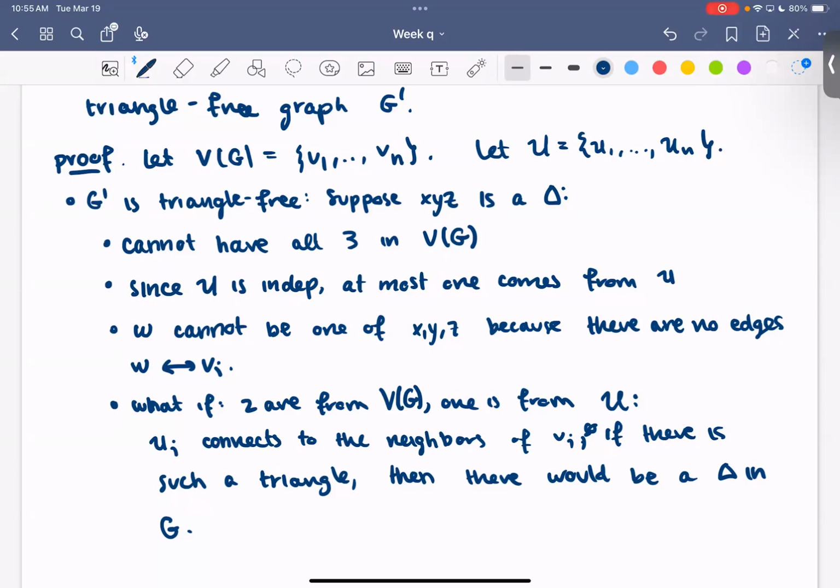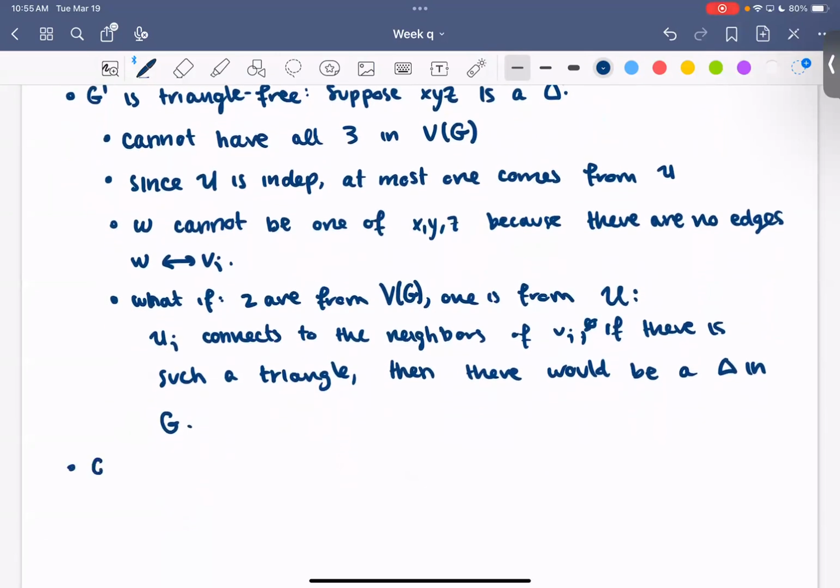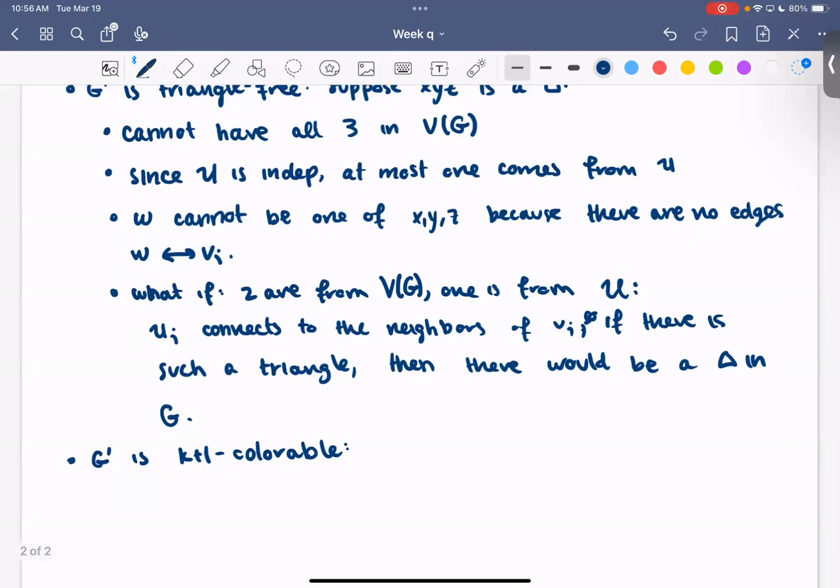Okay, so now let's prove why it has a chromatic number k plus 1. So first, let's just see that G prime is k plus 1 colorable. So how could we take a proper K coloring of G and extend it to a K plus 1 coloring of G prime? We can color each U sub I the same color we colored V sub I, and then assign a K plus first color to omega. Yeah, exactly.